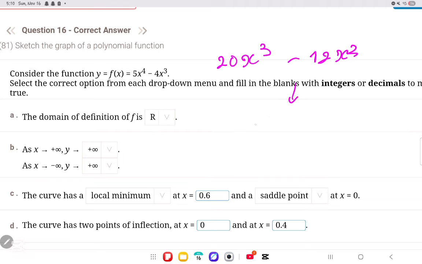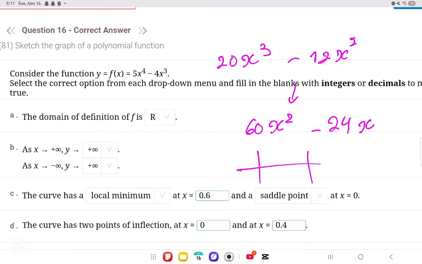I will get 60x squared minus 36x, right? Now I need to find the points of inflection, so I need to find the roots. 60 minus 36 and 0. Oh, I made a mistake, because this is squared. Okay, so that's going to be minus 24x. Now 60 minus 24, 0. There we go. I will get my two roots to be 0 and 2 over 5.